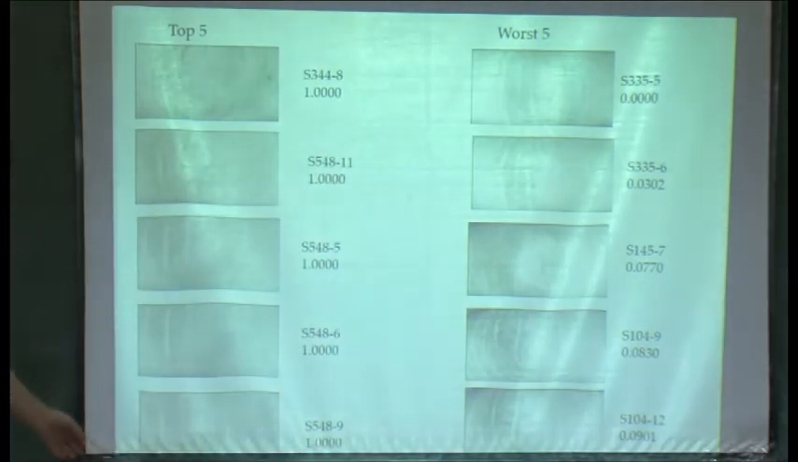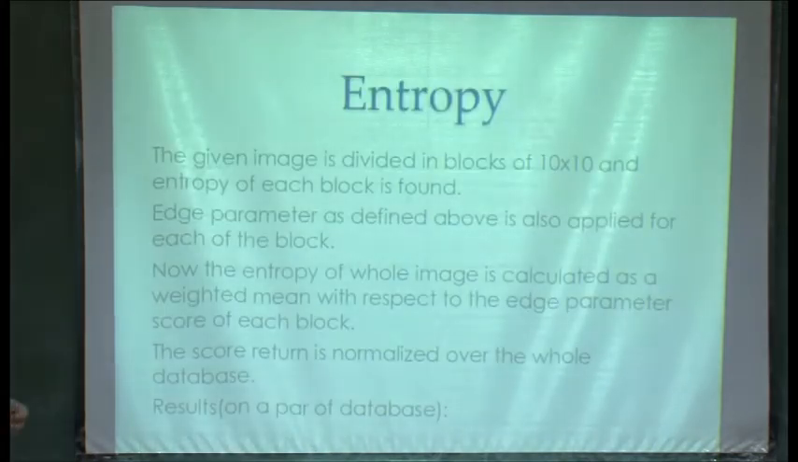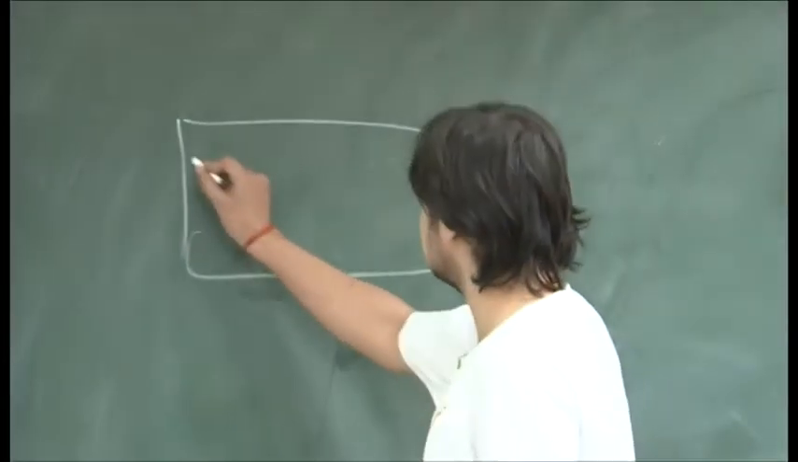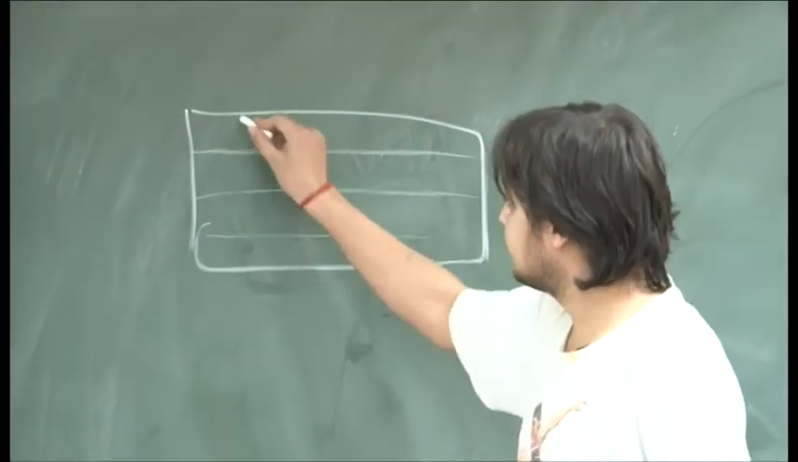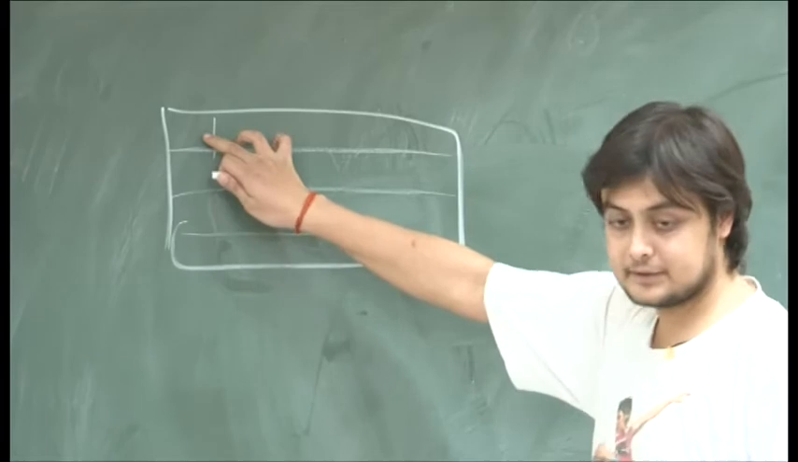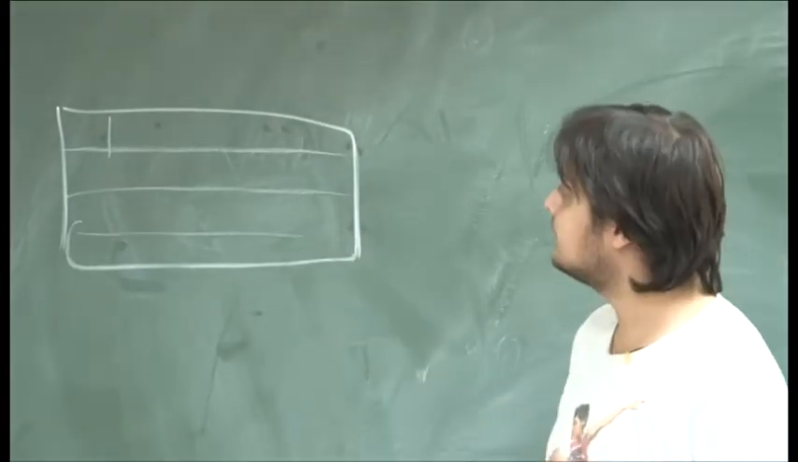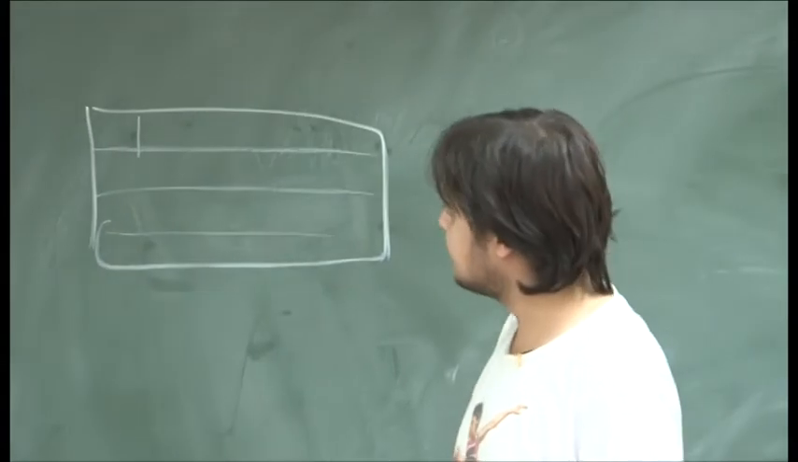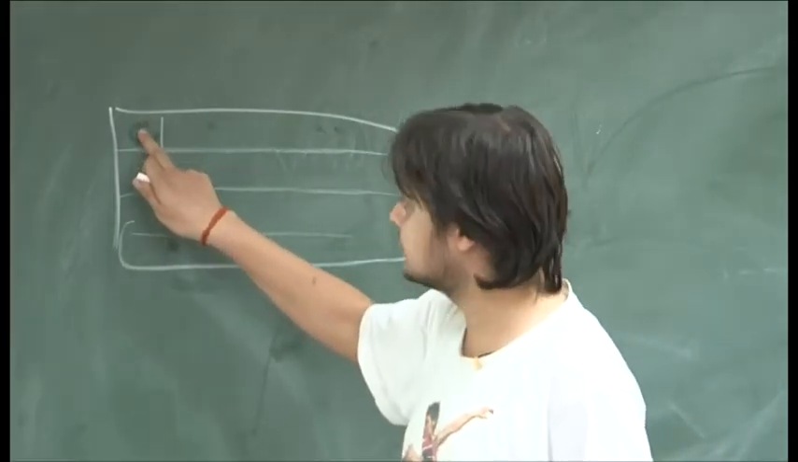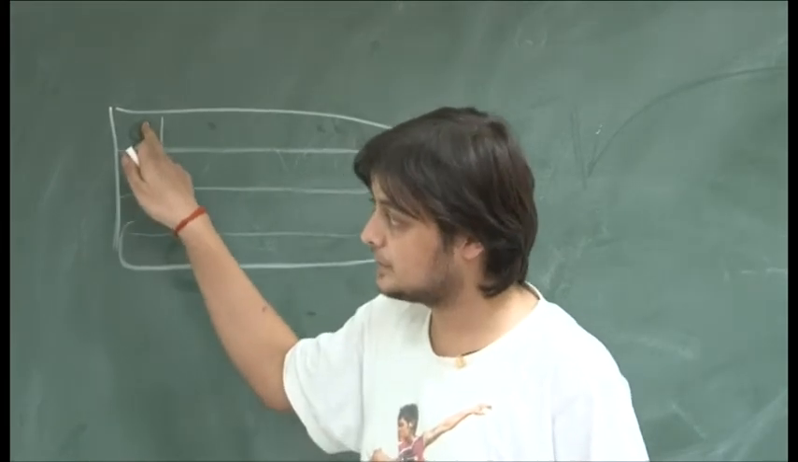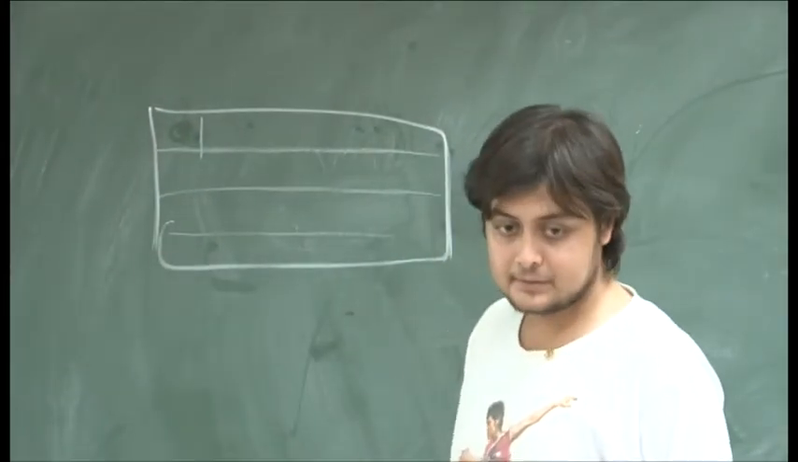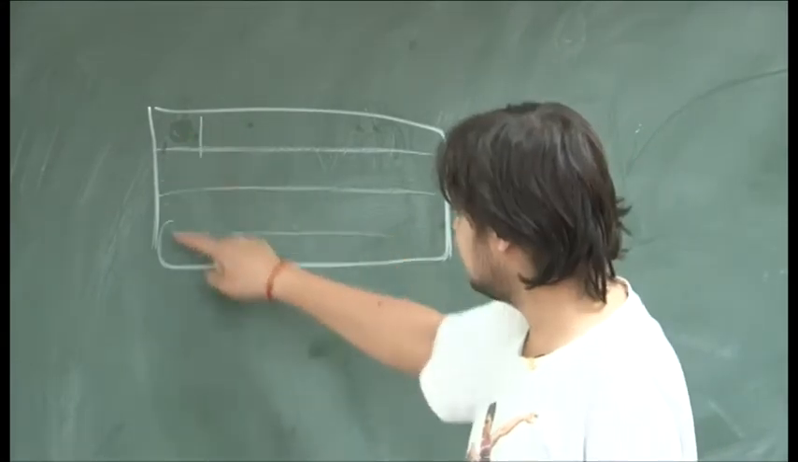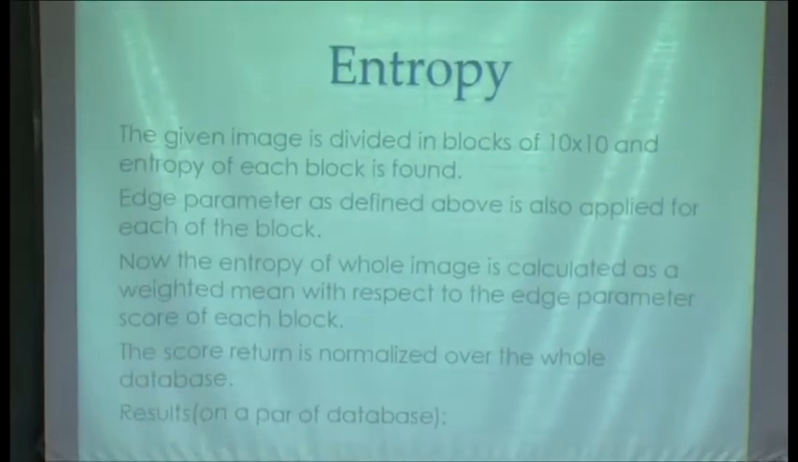So good quality images and bad quality images. And then finally I applied entropy. I take the image and divide it into 10 by 10 blocks, and calculate entropy on each block. The mean was taken using a weighted average, and the weight was calculated for each block on the basis of the edge parameter I defined earlier. I take the mean to define the entropy of the whole image, and the score was again normalized over the database.